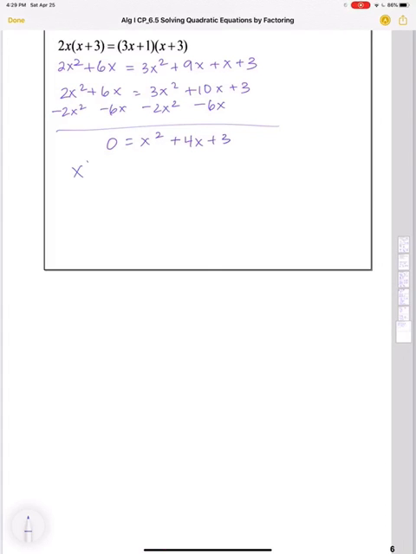And you can switch it. If you don't like the 0 on that side, which I don't, you can rewrite it. Commutative property, or actually symmetric property, or reflexive property. Let's see. So x plus 3 and x plus 1, equals 0. x equals negative 3, or x equals negative 1.